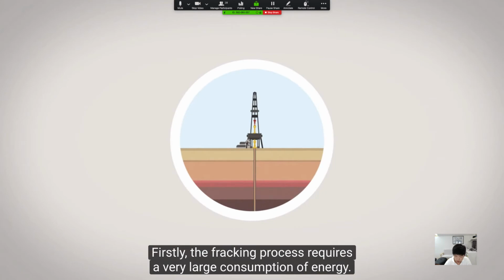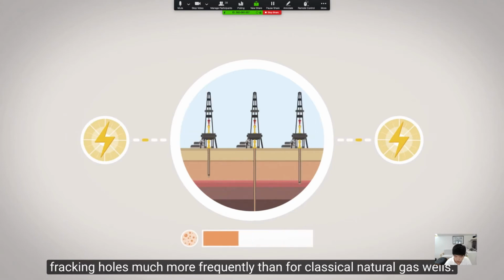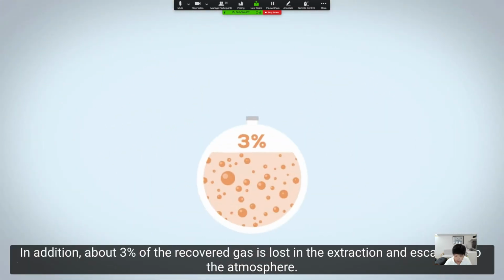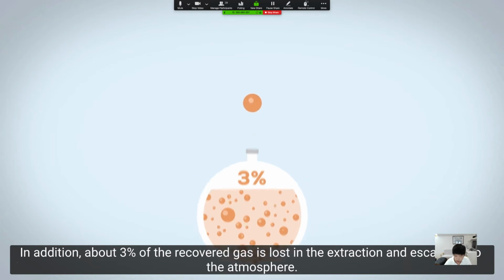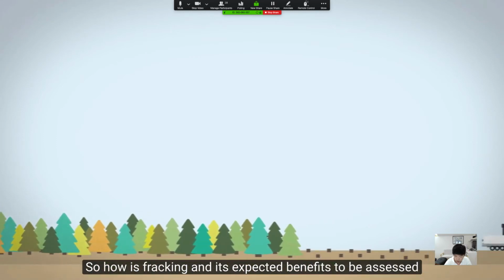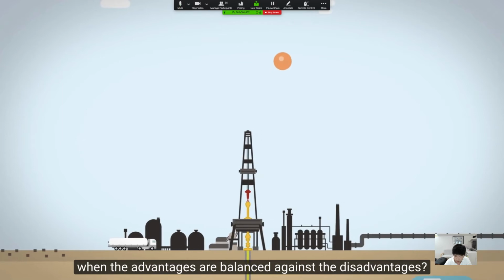Firstly, the fracking process requires a very large consumption of energy. Secondly, the drill holes are quickly exhausted, and it's necessary to drill fracking holes much more frequently than for classical natural gas wells. In addition, about 3% of the recovered gas is lost in the extraction and escapes into the atmosphere. So how is fracking and its expected benefits to be assessed when the advantages are balanced against the disadvantages?